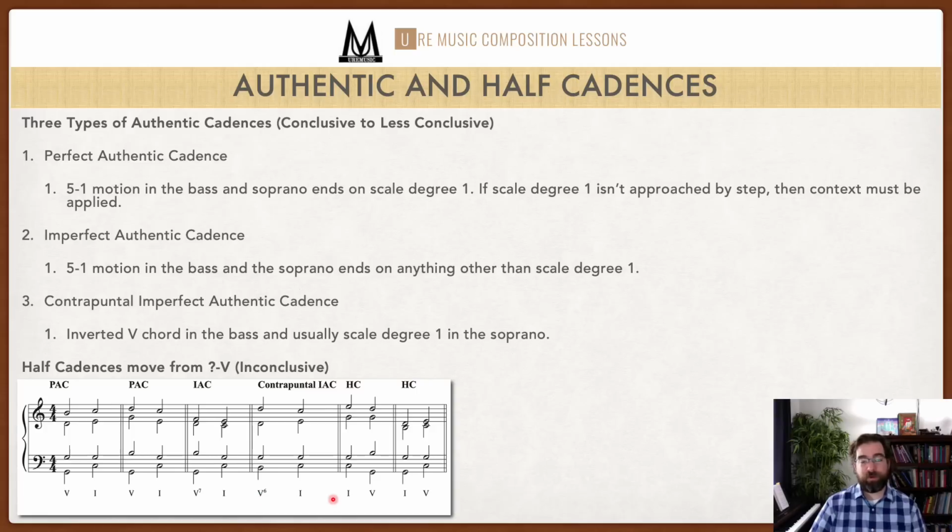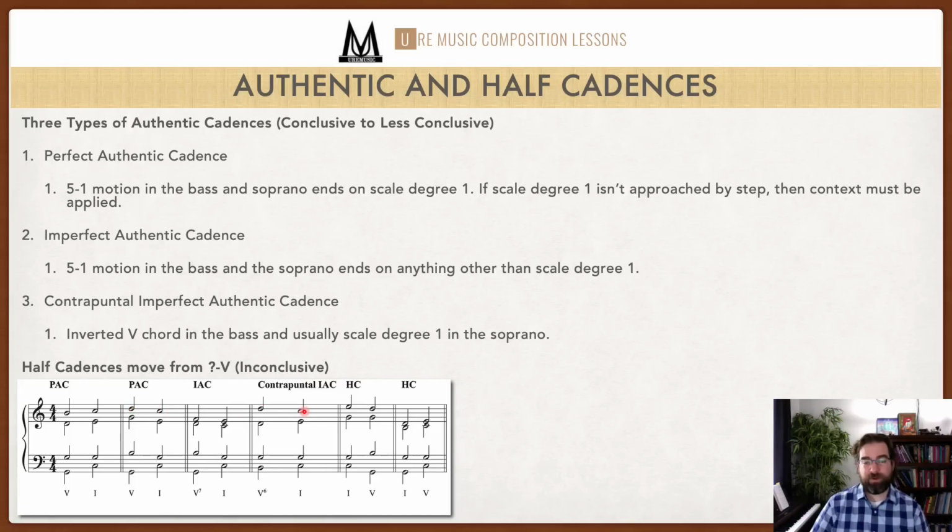So if you have a 5-1 progression at the end of a phrase and you see this stepwise motion occurring in the bass, then you know you're dealing with a contrapuntal imperfect authentic cadence. Notice this one, it moves from a D to a C. So that's a lot like our second measure perfect authentic cadence.